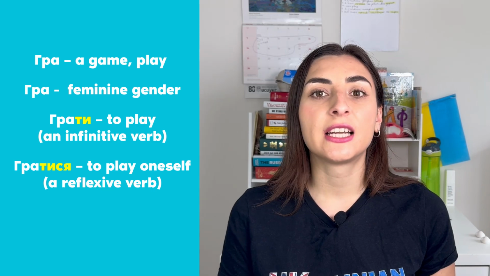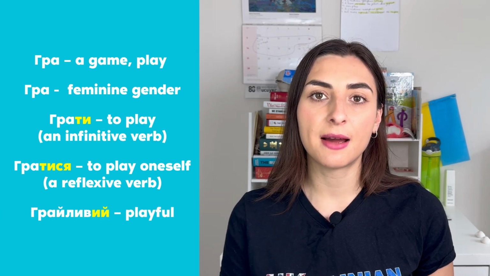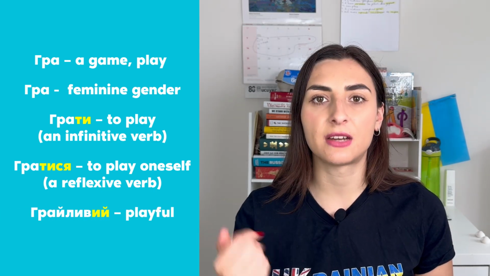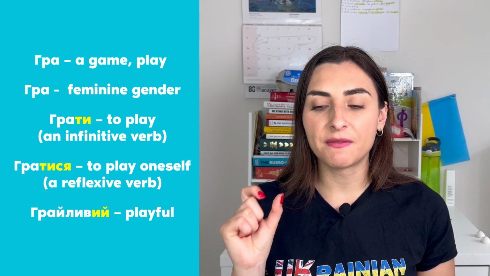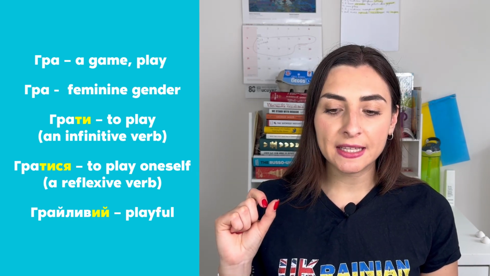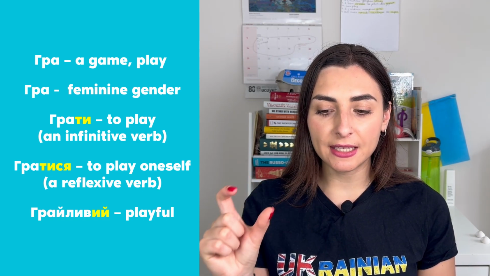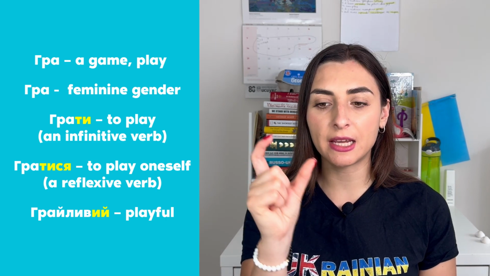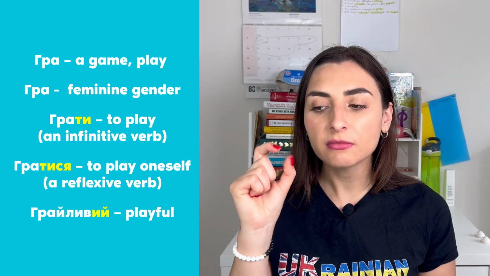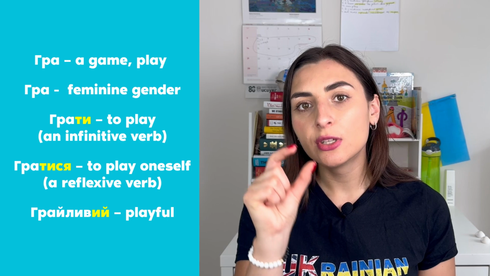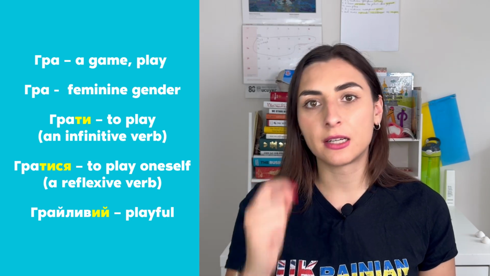Or we can also say грайливий, playful, and we created an adjective. It's very interesting that we can see the root and then add different endings to this root word and create different parts of speech. But we're going to focus today on грати and different phrases with it. But first of all, let's conjugate it.